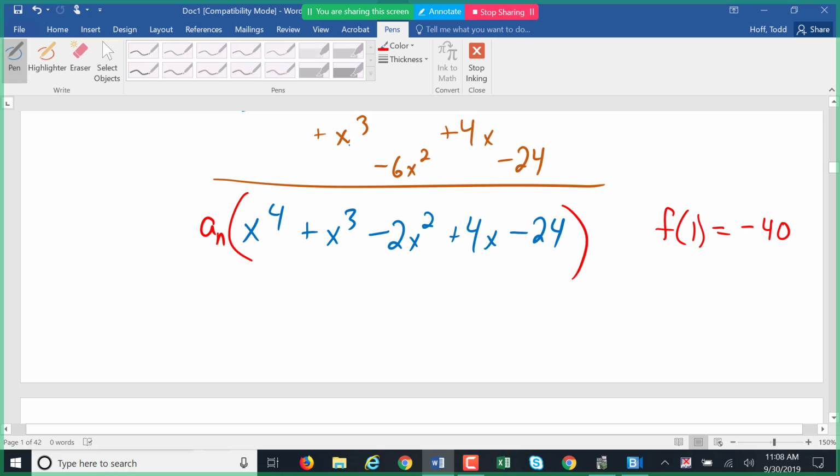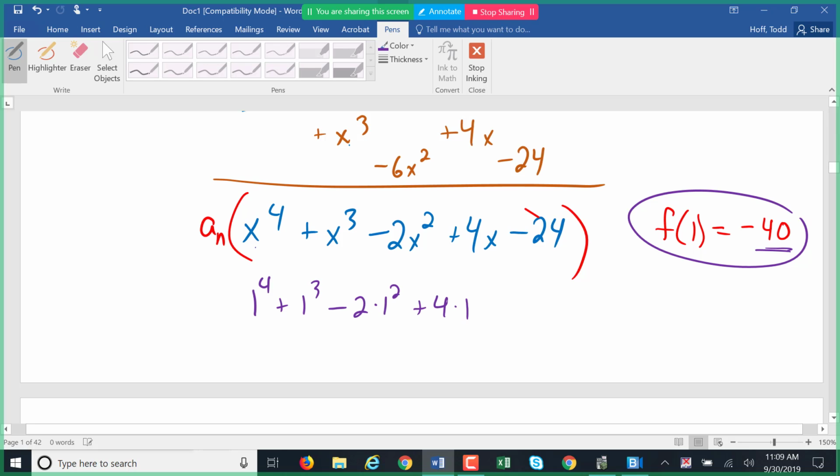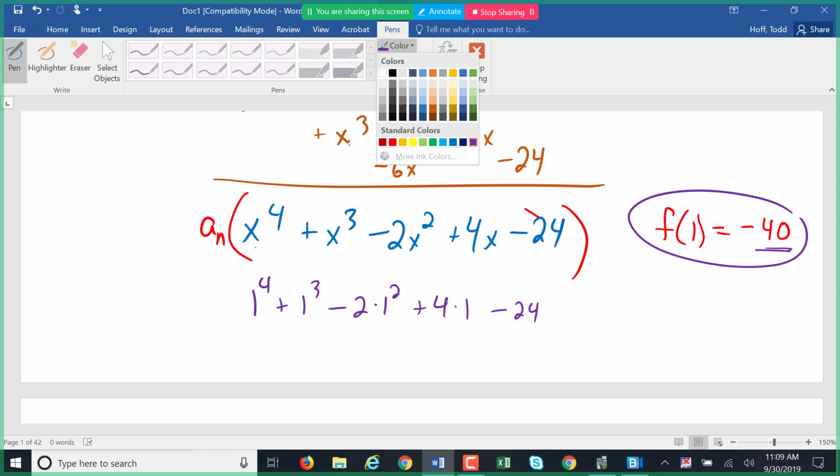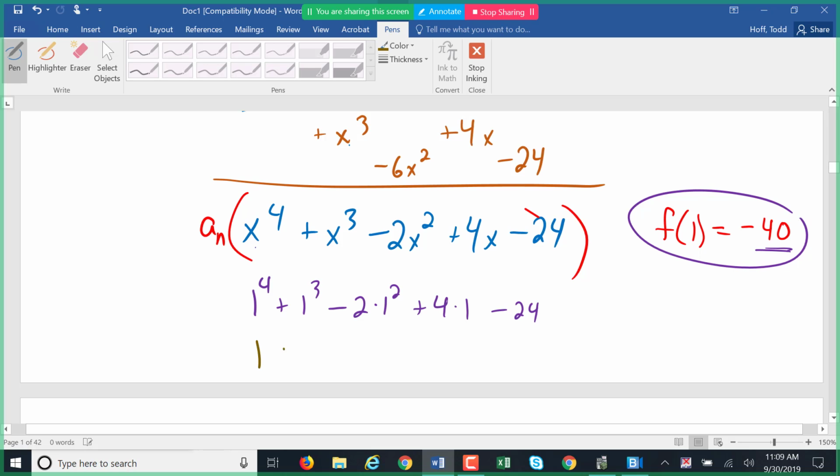So what that means is we've got to put 1 in here for x, see what that value is. If it's not equal to negative 40, we'll find a to the n by dividing. So 1 to the 4th plus 1 to the 3rd minus 2 times 1 squared plus 4 times 1 minus 24. So 1 to the 4th is 1, 1 to the 3rd is 1, 1 squared is 1 times negative 2 is negative 2. 4 times 1 is 4, minus 24. If I add those up, right now I get negative 20.